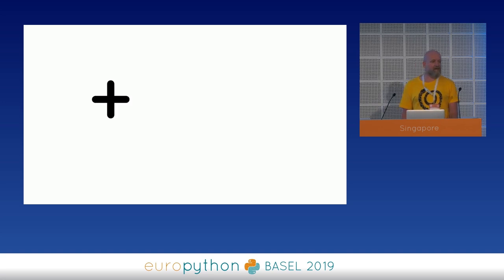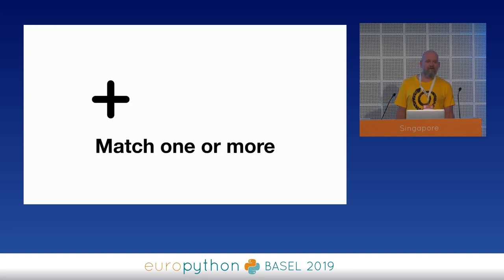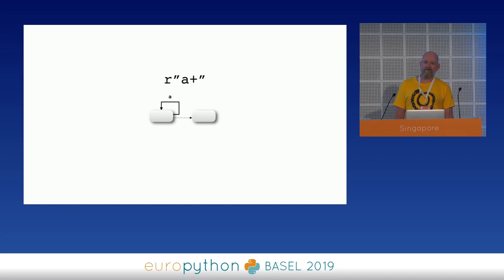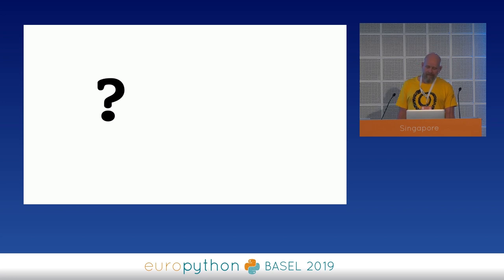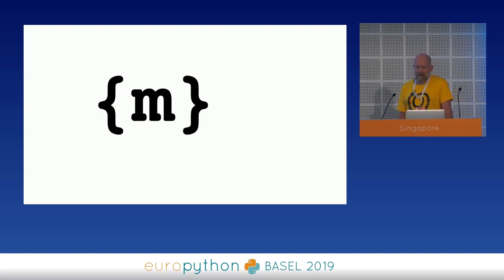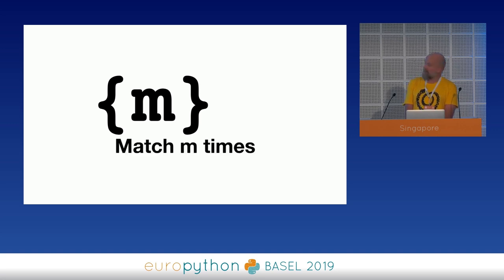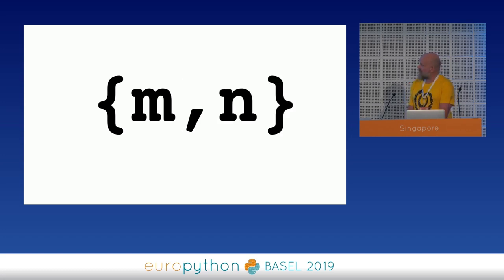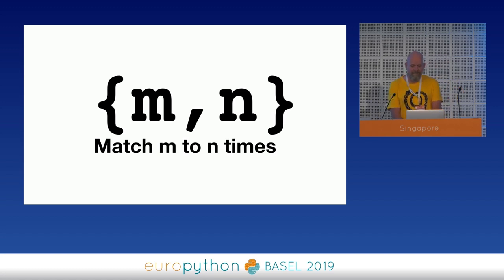The plus, another punctuation that is a loop. It matches one or more times, and it looks exactly the same as the A star, except that we do one extra stage in front of it. Try to match an A, then loop 0 or more times. Question mark is a very short loop, matches 0 or 1. And we can specify exactly how many matches we want to have. That's where we use the curly brackets and specify how many times you want to match. So we match m times. We can also use m comma n, so we match m to n times.